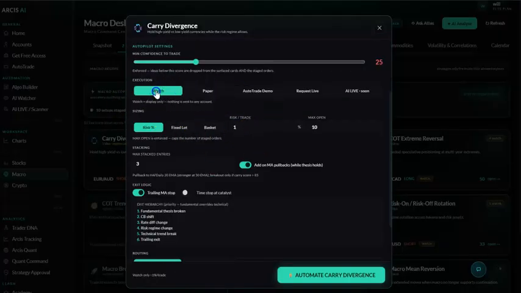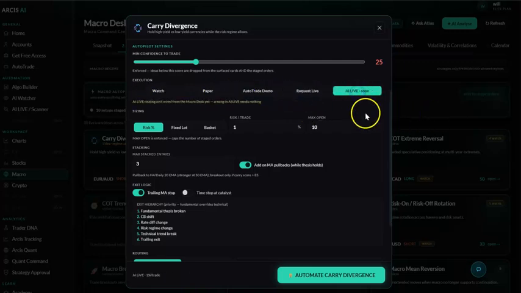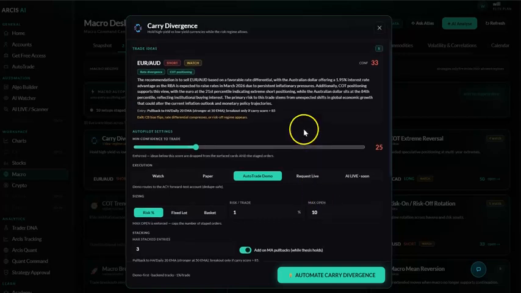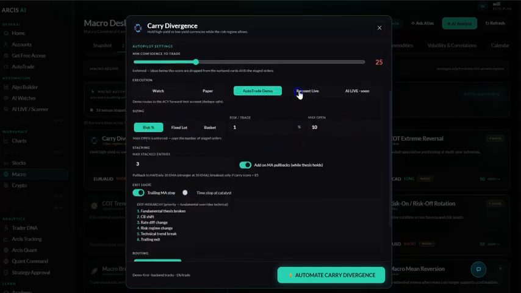And you can paper trade it, you can watch it, auto trade the demo, request live, or AI live soon, which will be on. So AI live will be, this is where you'll be able to see it inside the actual charts. For now, you can trade on a demo. Live account, we have a broker connect coming very soon. We're going to integrate with certain brokers inside the platform.